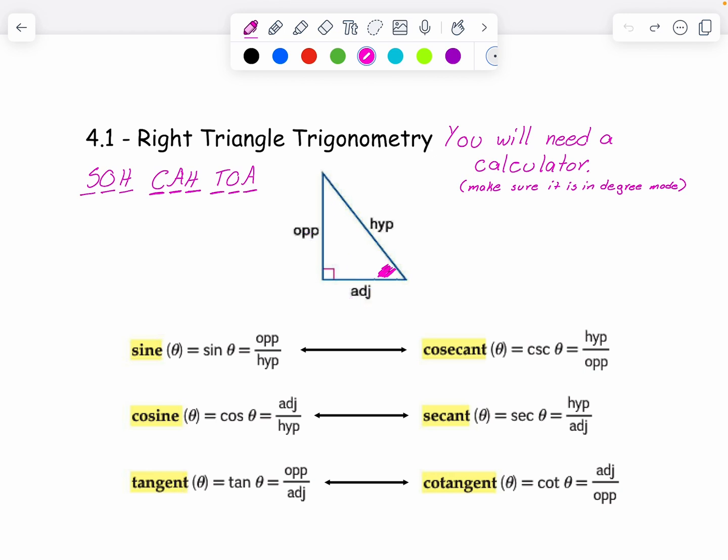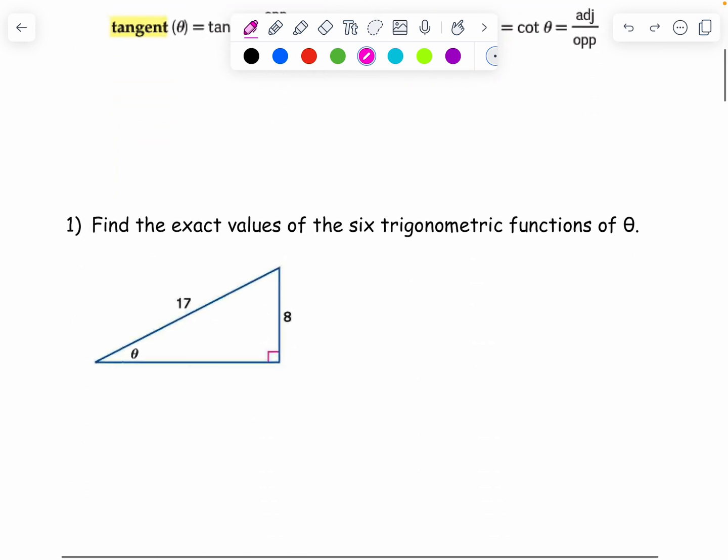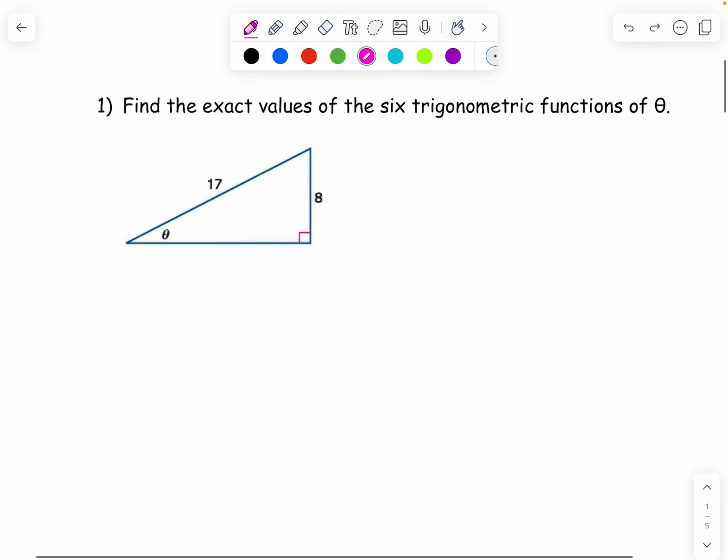So always label your sides based on what angle it is that you're using. So if this is our angle, then that means this is our opposite, this is our adjacent. And hypotenuse is always across from the right angle. Okay, so once we have those down, we are going to take a look at one problem.